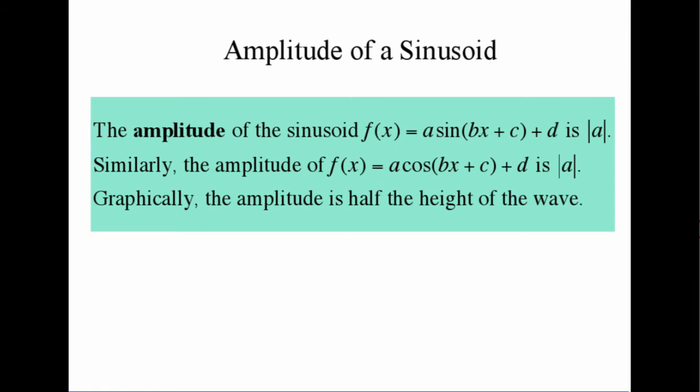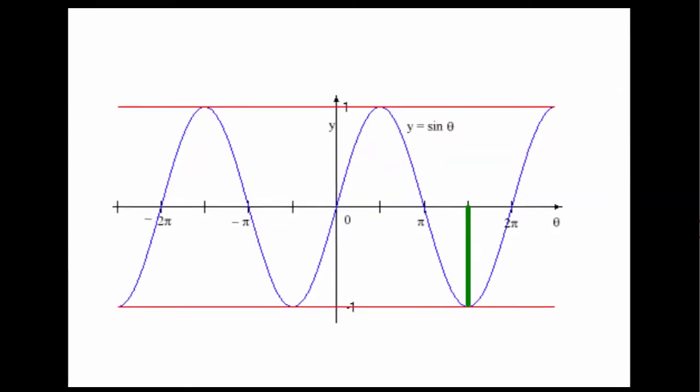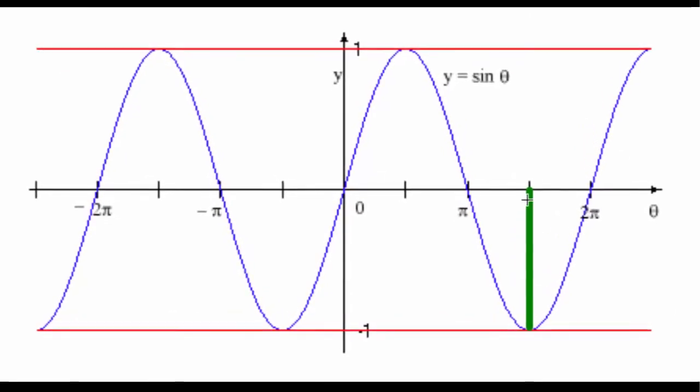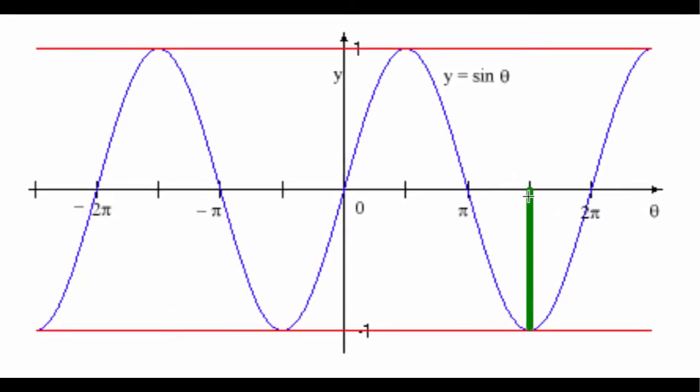One of the properties of a sinusoid that we can talk about is what's called the amplitude. And the amplitude of a sinusoid function is the absolute value of a. Now, graphically, the amplitude is half the height of the wave. So here's what that looks like. This green line that I have here, this is the height of a wave measured from the theta axis, or what we normally think of as the x-axis. So if I were to draw a line from the height of this wave down to the x-axis, whatever that length is, that's called the amplitude.